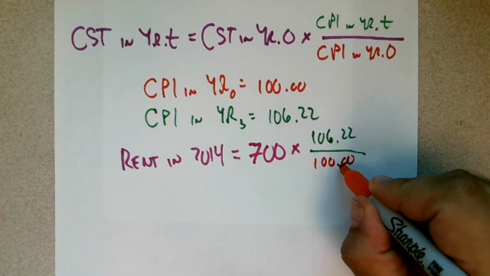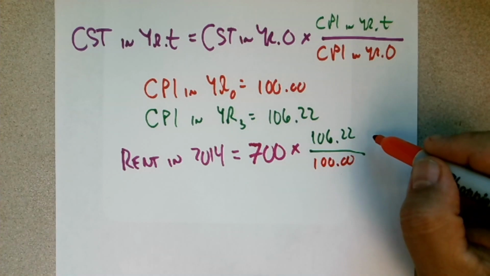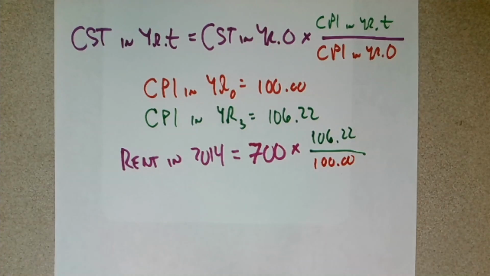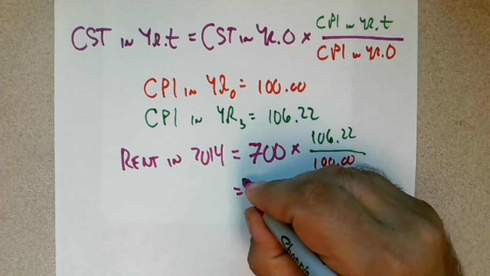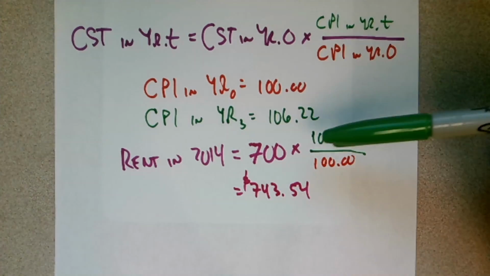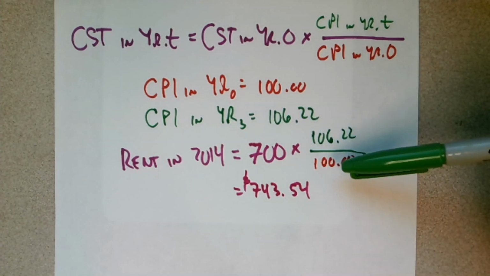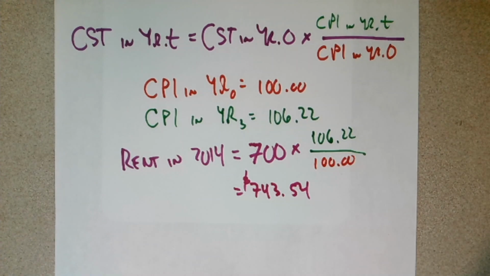This is in 2011 dollars, as is the 700. The 2011 dollars cancels, and we're left with units of 2014 dollars. If you perform the calculation, you end up getting $743.54. This tells us how to convert from dollars in one year to dollars in the next year. Let's go back to our spreadsheet and figure out how our rent would change if it kept pace with the CPI.